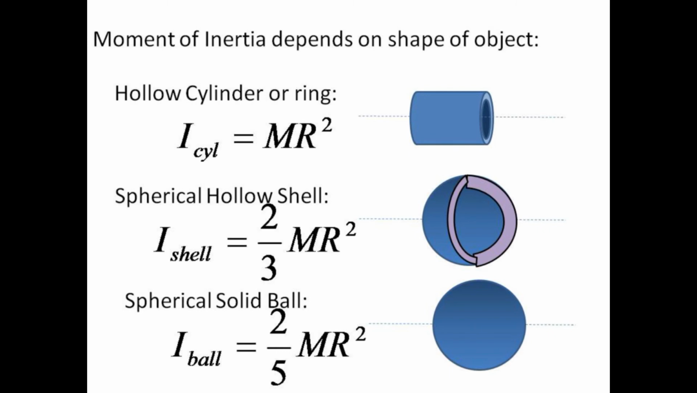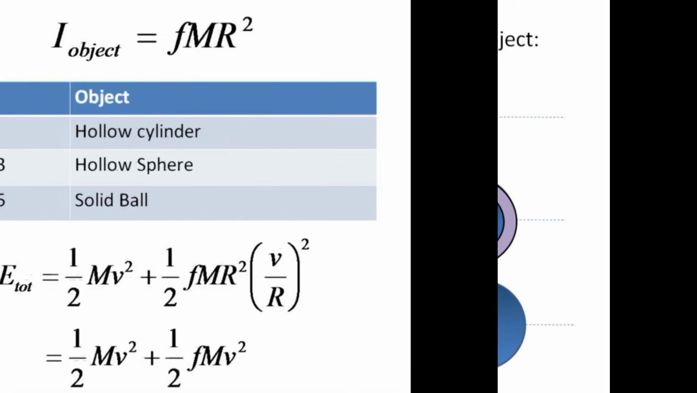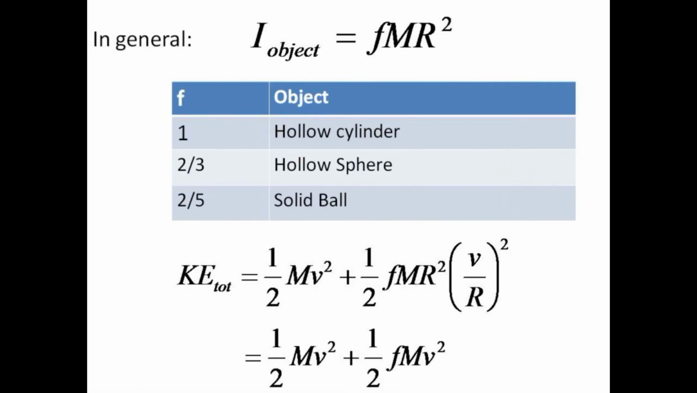The hollow cylinder has the largest moment of inertia, given by mr squared. The hollow shell has moment of inertia 2/3 mr squared, and the solid ball 2/5 mr squared. An easy way to keep track of these is to let f represent the fraction 1, 2/3, or 2/5, depending on the object. Then the total kinetic energy will be 1/2 mv squared plus 1/2 f times mv squared, since the r's cancel in the rotational kinetic energy term.